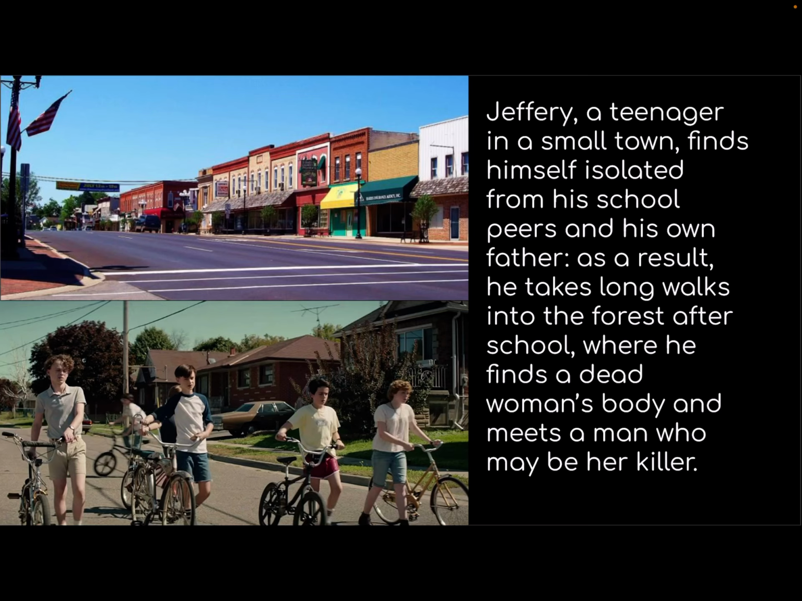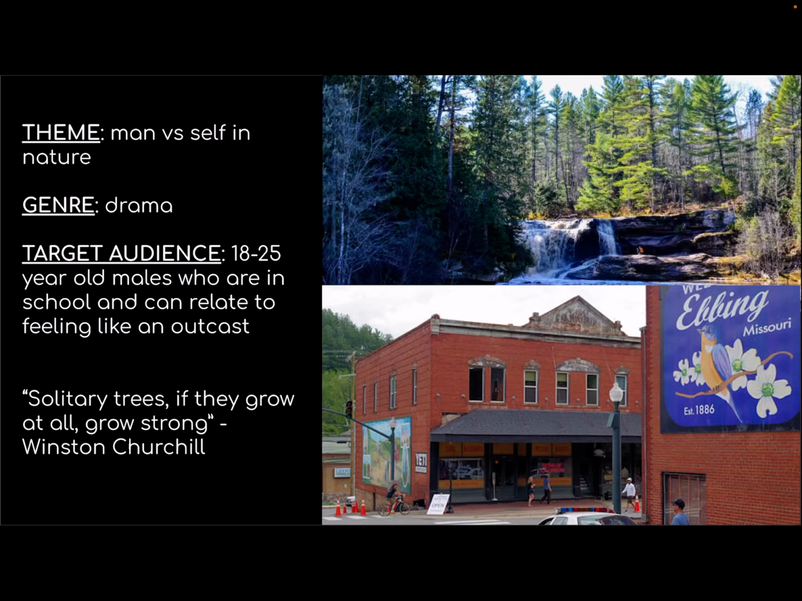To begin a short analysis, Jeffrey, a teenager in a small town, finds himself isolated from his high school peers and his own father, and as a result, he takes long walks into the forest after school where he finds a dead woman's body and meets a man who may be her killer. So for this film, our theme is man versus self in nature. Our genre is drama, and our target audience is 18 to 25-year-old males who are in school and can relate to Jeffrey in that they kind of feel isolated or like an outcast.